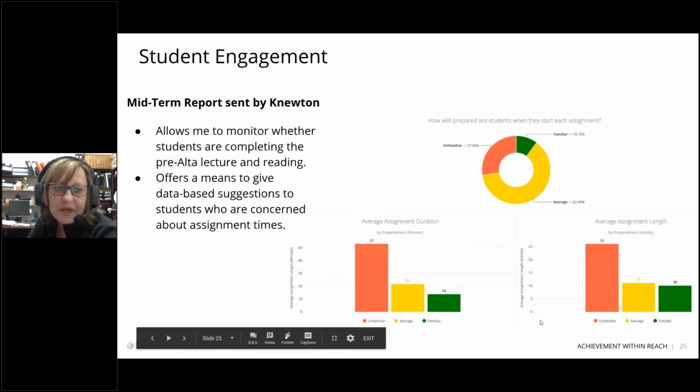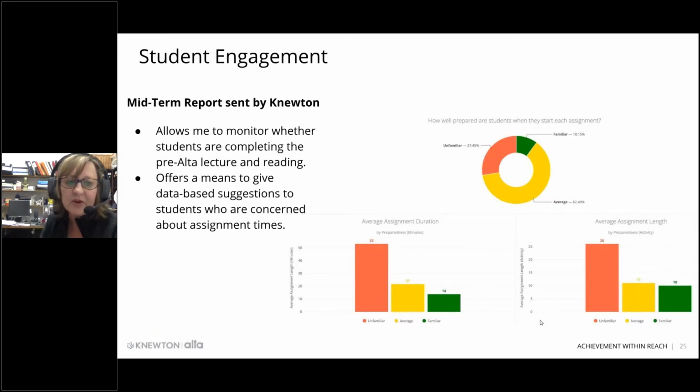And then, Knewton will send me a midterm report so I can monitor how students are doing with this work, how much time they're spending on different assignments. As a mathematician and a statistician, I love all of these analytics. There's a lot of things I can look through to determine how I can best use my class time.